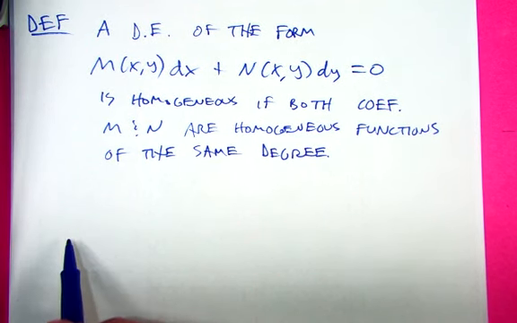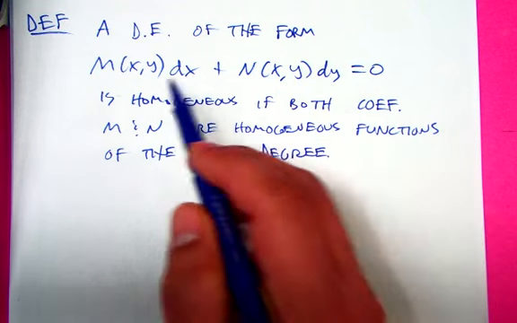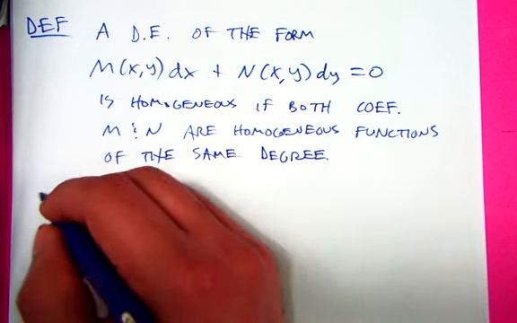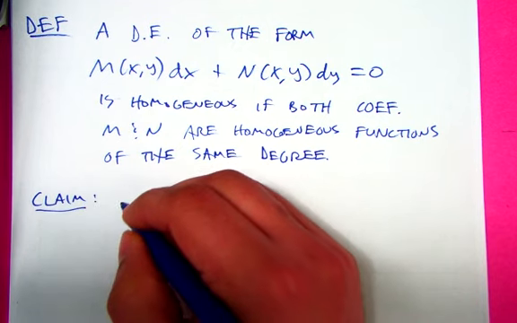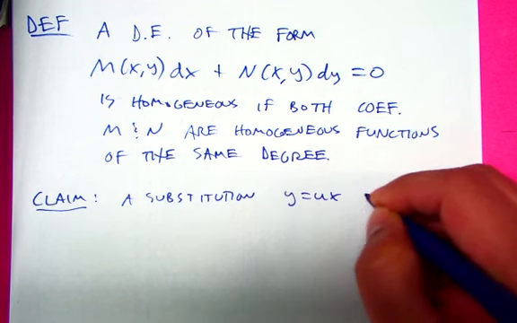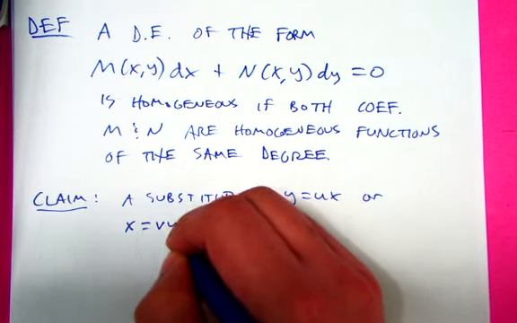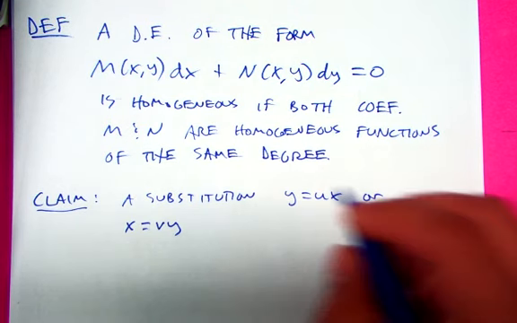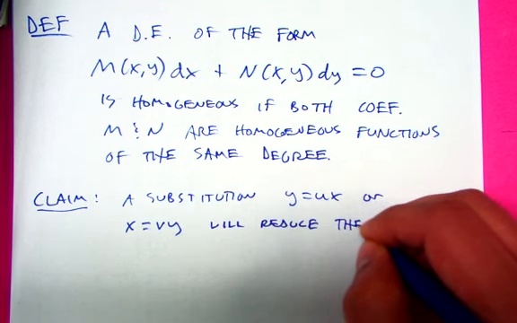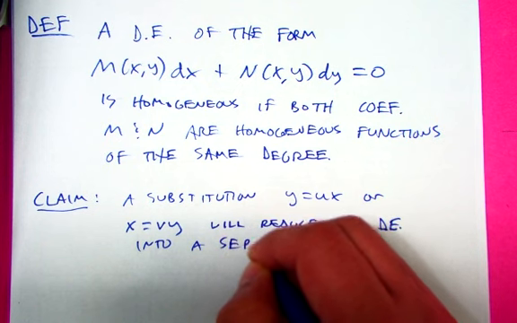Okay. So anyway, if you have a differential equation written in the form some function times dx plus another function times dy, if both of these functions are homogeneous of the same degree, then we say that it's a homogeneous differential equation. And the claim is, we'll prove it, a substitution y equals ux, or, well, actually either one of them will work, but we'll clarify which one to use when, or x equals vy will reduce the differential equation into a separable equation.